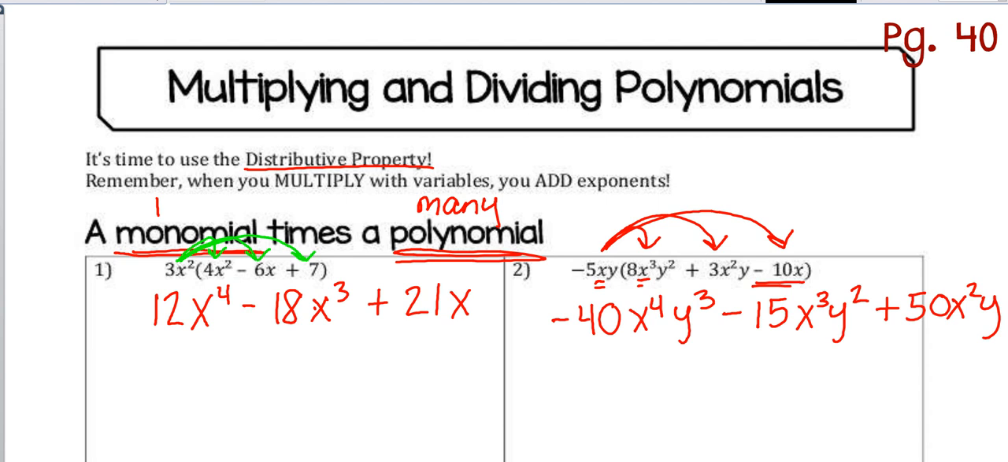Remember that we also need to be making sure that our answers are in standard form. So remember how I said alphabetical order, highest exponent first, and when you have 2 of them, alphabetical order, and it is still in decreasing order of that first exponent.